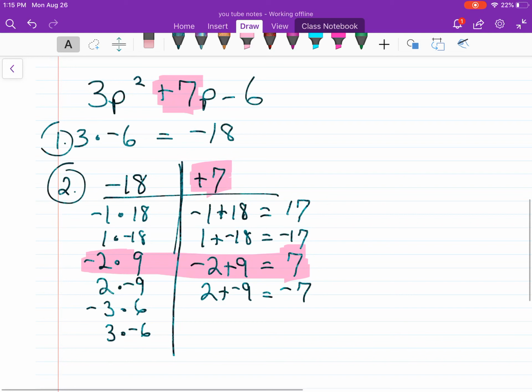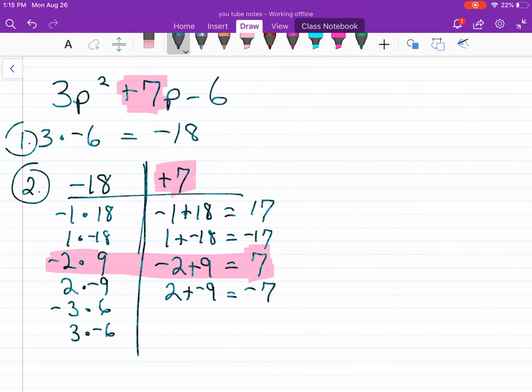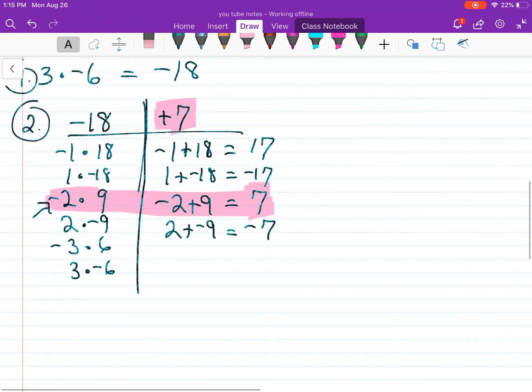I'm going to take a minute before I rewrite this problem, and I'm going to go back up here and look and go, okay, I've got a negative 2 and a 9. What makes sense? Does it make sense to put the 2 with the 3 or the 9? In my opinion, it makes sense to put the 9 with it and the 2 with the 6 because that's going to be easier when I pull out my GCF.